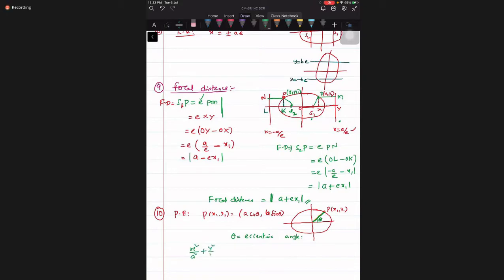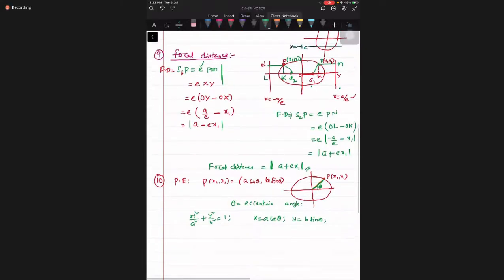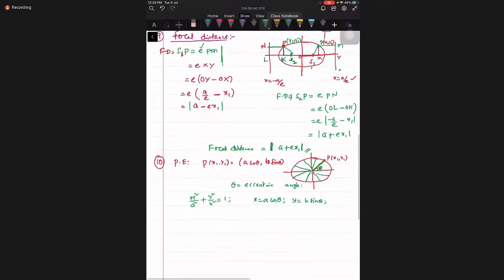Remember, students, for the ellipse x square by a square plus y square by b square equal to 1, x equals a cos theta and y equals b sin theta. Is that fine, students? Here, theta can be varied, right? So your parameter is theta.